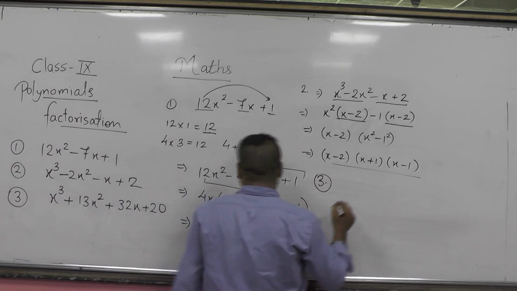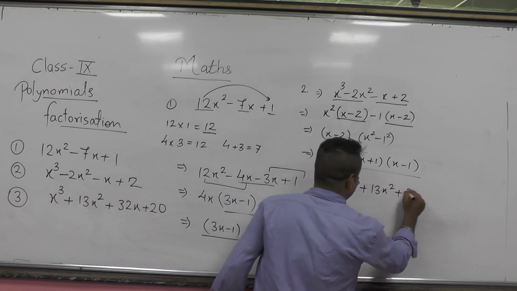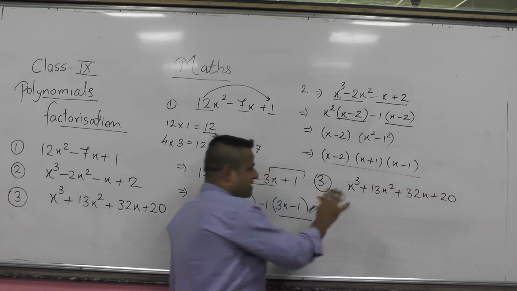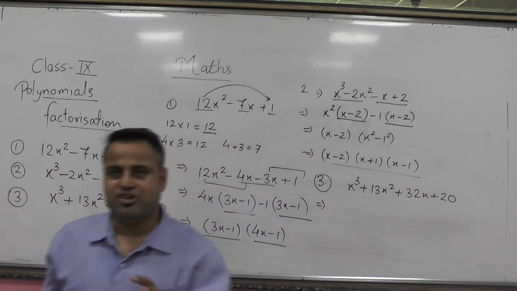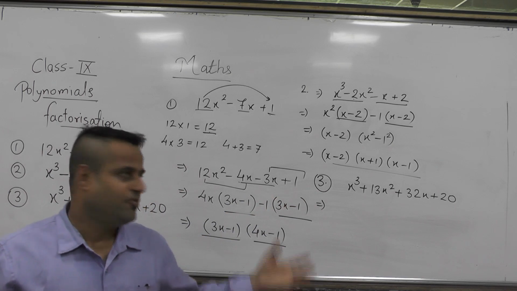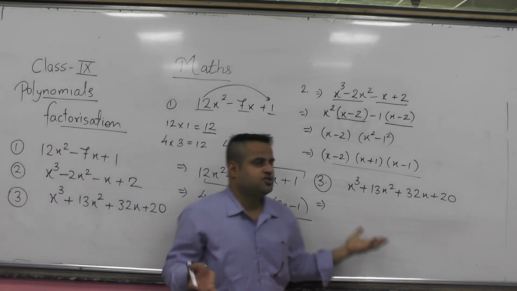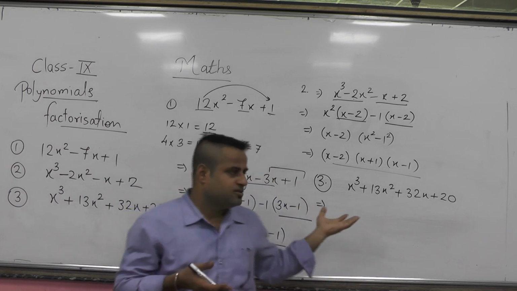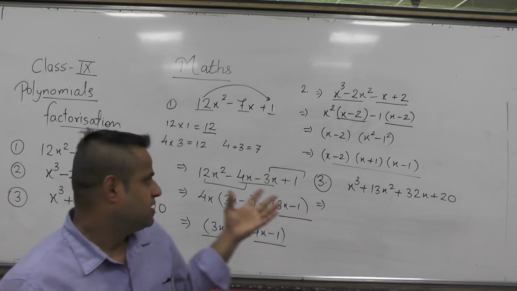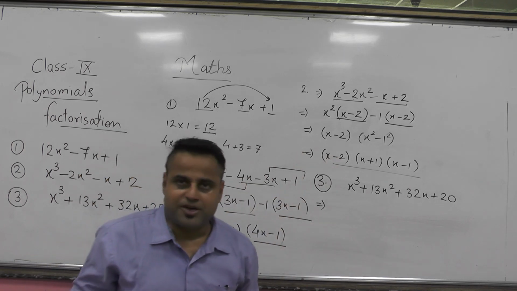Okay, this is x cube plus 13x square plus 32x plus 20. Now, this polynomial has some complication because it has more weightage terms here. As you can observe, there are no such 2 terms we can take so that something comes common between them, because 13 does not share anything with 32 and 20, as there are no common factors between them.